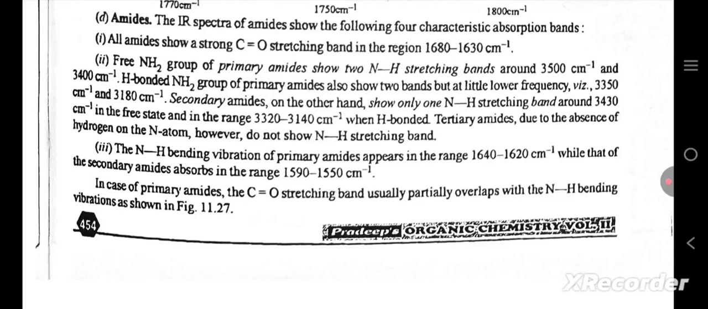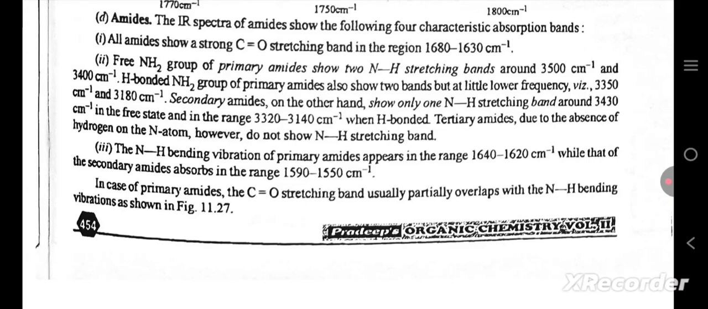Secondary amides, on the other hand, show only one NH stretching band around 3430 cm⁻¹ in the free state, and in the region 3320 to 3140 cm⁻¹ when H bonded. Tertiary amides, due to the absence of hydrogen on the N atom, do not show an NH stretching band. The NH bending vibration of primary amides appears in the range 1640 to 1620 cm⁻¹, while that of secondary amides absorbs in the range 1590 to 1550 cm⁻¹.